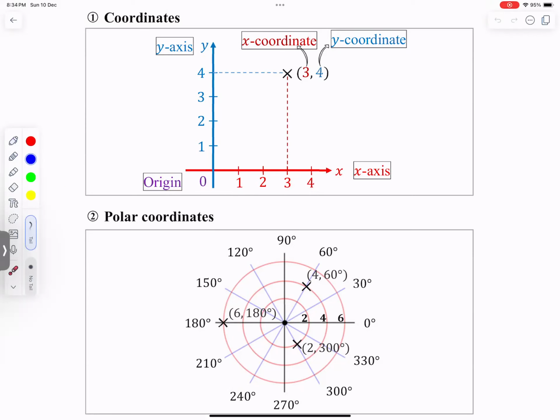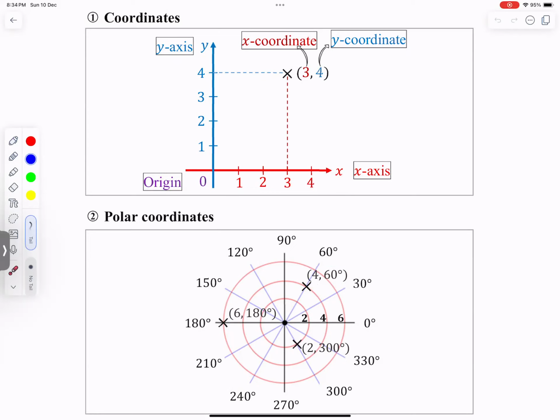As for the polar coordinates, you will be kind of like drawing circles, but we don't really draw circles in DSE because that will take too much time and we don't have that much time. So instead, we will see these kinds of coordinates there. Now, what does that mean?